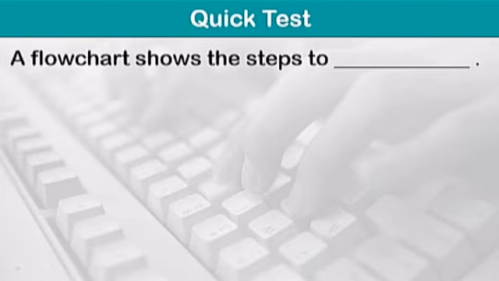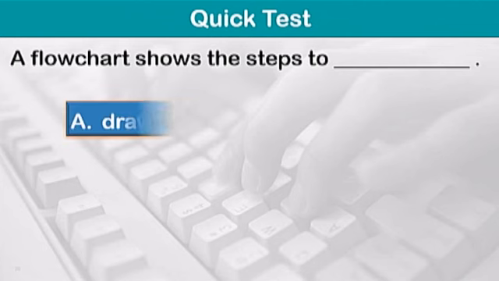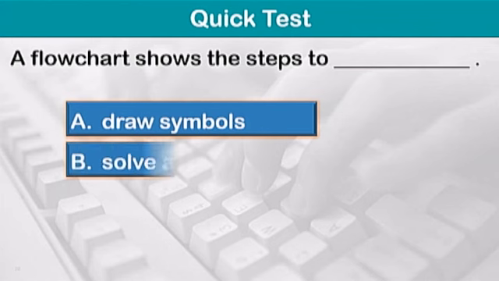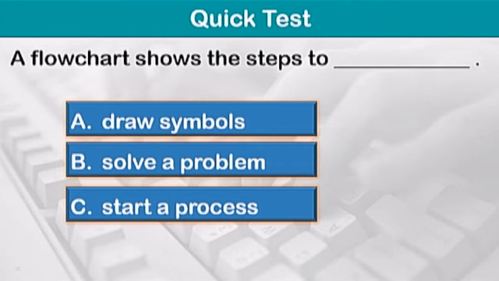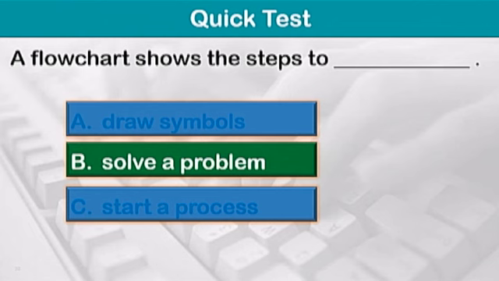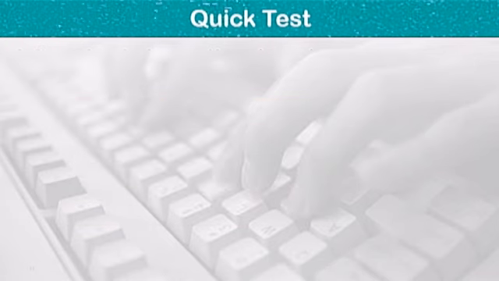A flowchart shows the steps to: option A, draw symbols; option B, solve a problem; or option C, start a process. We saw at the beginning of the lesson that a flowchart is used to show the steps to solve a problem. Option B is the correct answer. Next question.